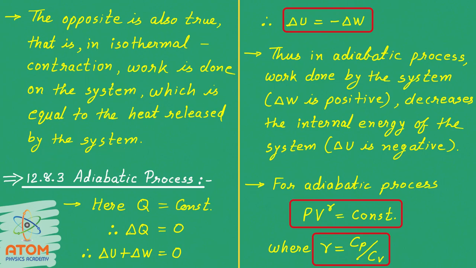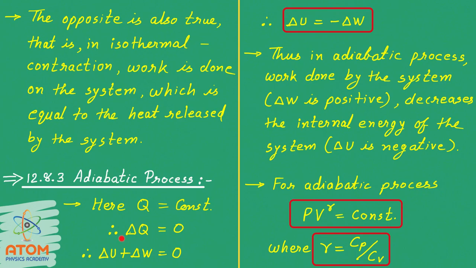Now let us see topic 12.8.3, that is adiabatic process. Now when we say adiabatic process, that means no heat is exchanged with the surroundings. Obviously for that you have to take an adiabatic wall or say non-conducting wall around the gas system. Okay. So the point is that in adiabatic process Q is constant. That means delta Q, that is the heat exchange, will be 0. There will be no heat exchange because the walls are adiabatic, walls are non-conducting.